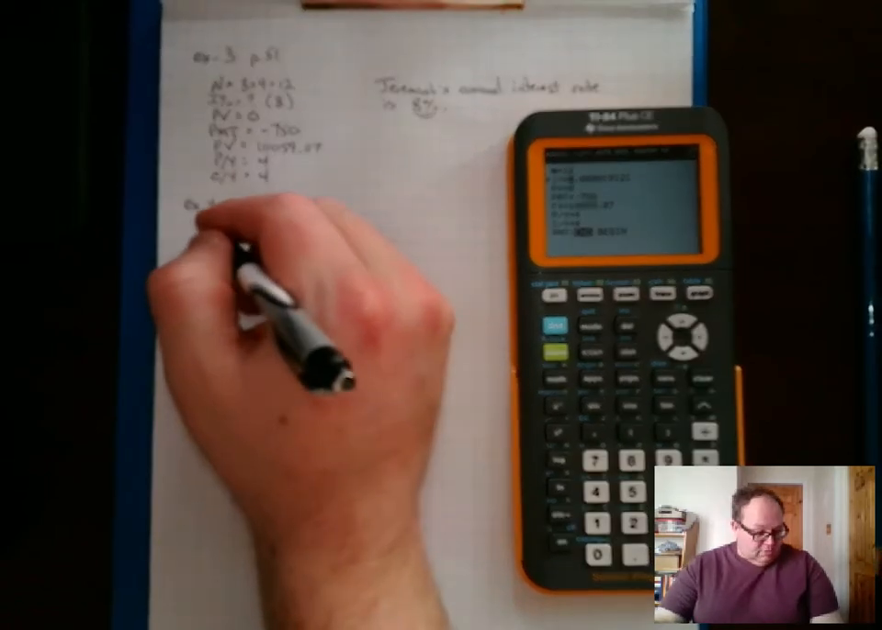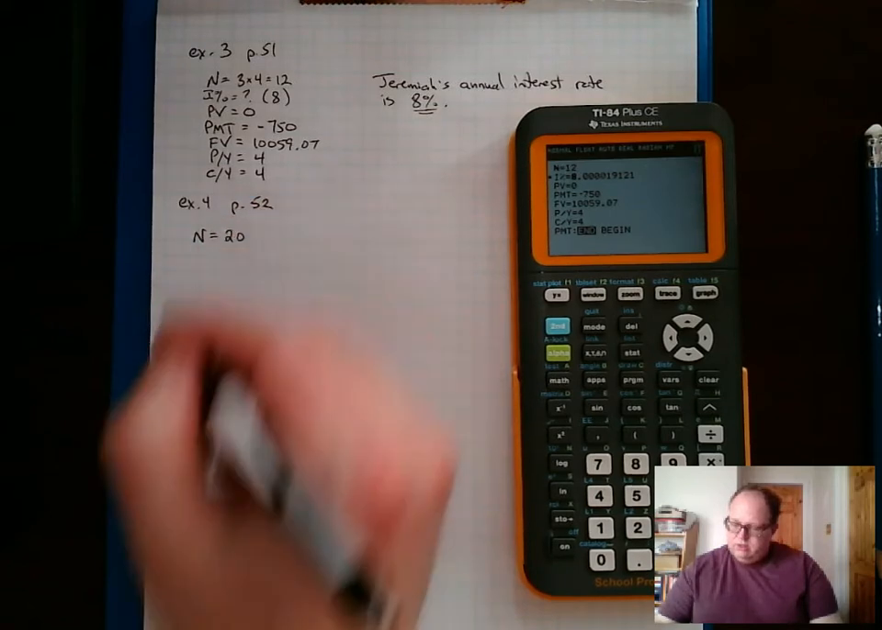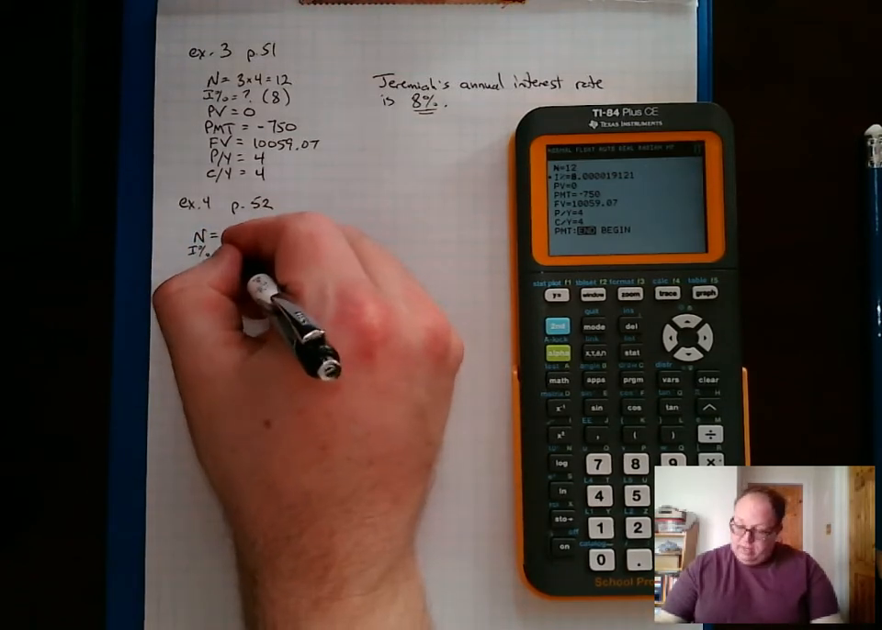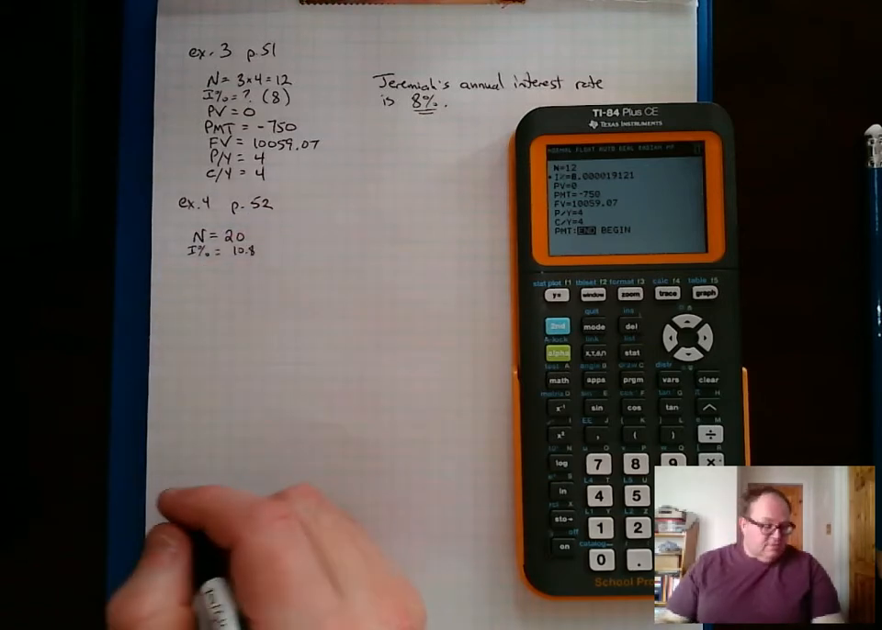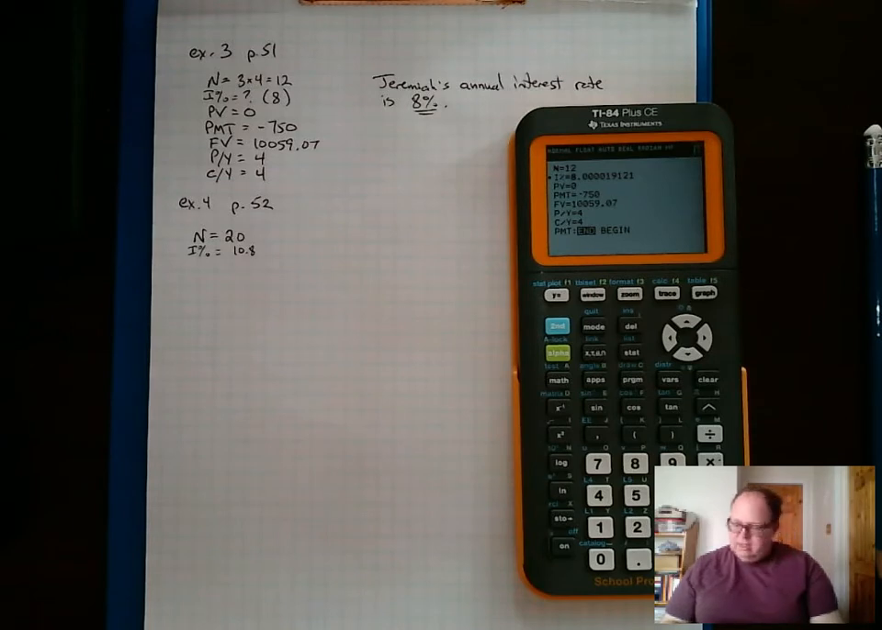So n is simple in this case. The term is 20 years and there's only 1 payment per year. So n is just 20. Our interest rate is 10.8%, which is a pretty sweet deal for a fixed investment for that long.